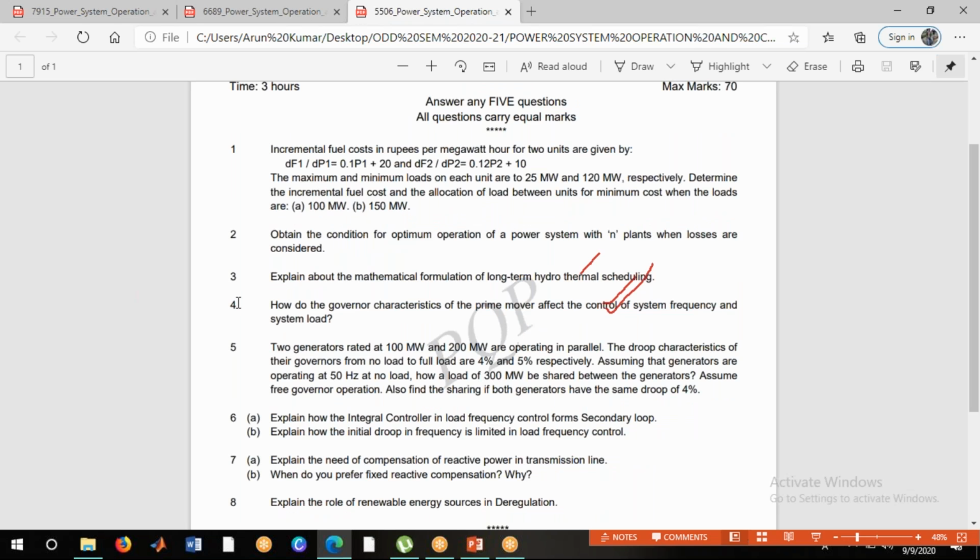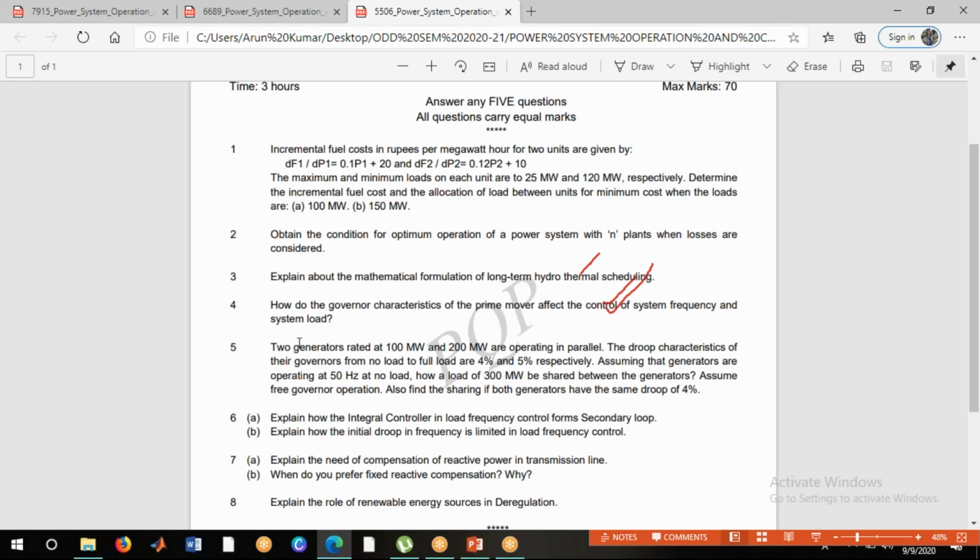Right. So here, see, 2 generators rated at 100 megawatt and 200 megawatt are operating in parallel. The droop characteristics of their governors from no load to full load are 4% to 5% respectively. Assuming the generators are operating at 50 Hz at no load condition, how will the load of 300 megawatt be shared between the generators? Okay now. So here in this paper they asked the problem we discussed now. So try to do this problem.